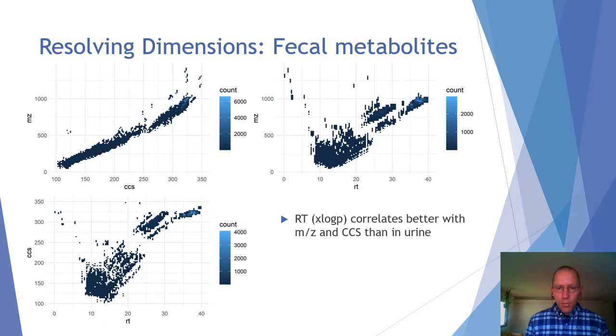It's worth keeping in mind that the metabolome composition dictates these relationships to some extent. If we now look at the fecal metabolome rather than the urine, we can see that retention time and mass to charge correlate much more strongly. Likewise, retention time and CCS. So we're doing hydrophobicity-based estimates here for our retention time. And as lipids are polymers of relatively nonpolar units, we see a stronger relationship between hydrophobicity and molecular weight.